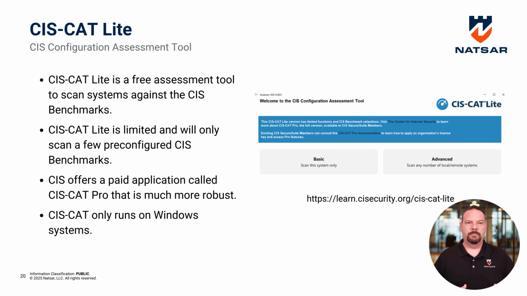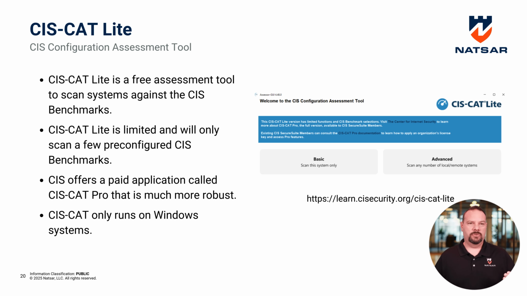Along with the CIS benchmarks that are no cost, CIS also offers a free software tool called CIS-CAT Lite. CIS-CAT is the CIS configuration assessment tool. As I mentioned, it is a free assessment tool. It allows you to scan either your local system or a remote system against CIS benchmarks. It is limited though, so this free tool is part of their larger suite that they call Secure Suite.